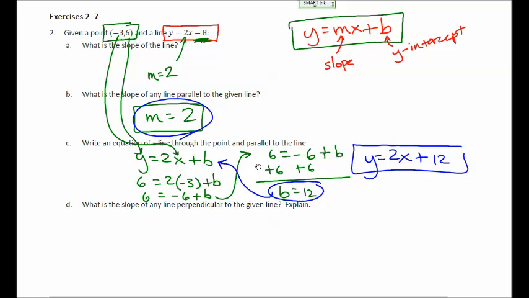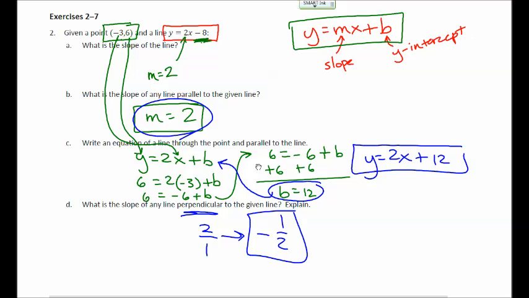And this is the equation of a line through the given point parallel to the line. D, what is the slope of any line perpendicular to the given line? Well, perpendicular, in our last lesson, we learned that I have a slope that's a negative reciprocal. So if I take the fraction 2 over 1 and I flip it over and change the sign, I would get negative 1/2. So the slope of a line perpendicular to this line would have a slope of negative 1/2.